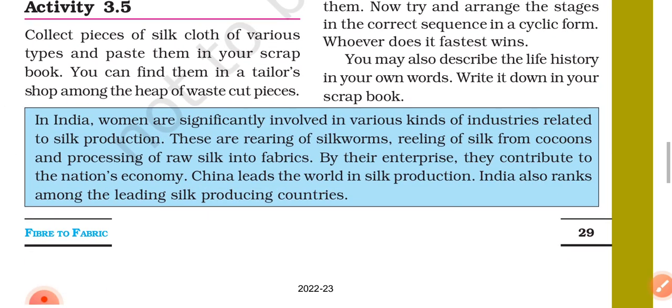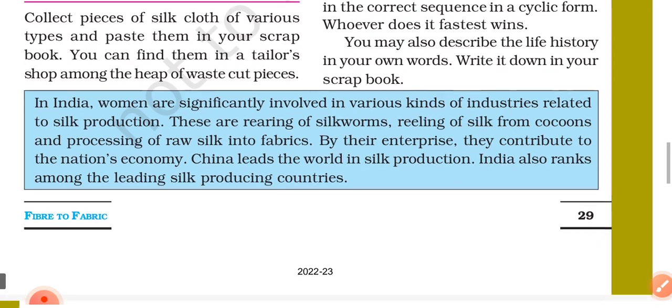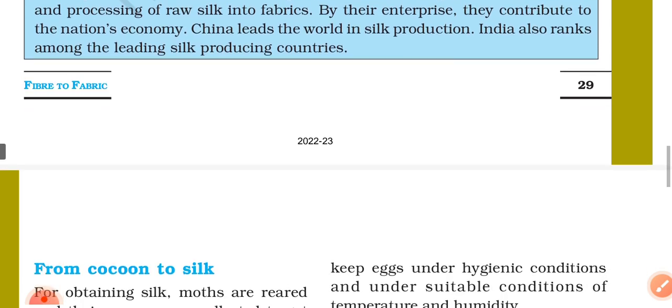In India, women are significantly involved in various kinds of industries related to silk production. These are rearing of silkworms, reeling of silk from cocoons, and processing of raw silk into fabrics. By their enterprise, they contribute to the nation's economy. China leads the world in silk production. India also ranks among the leading silk producing countries.